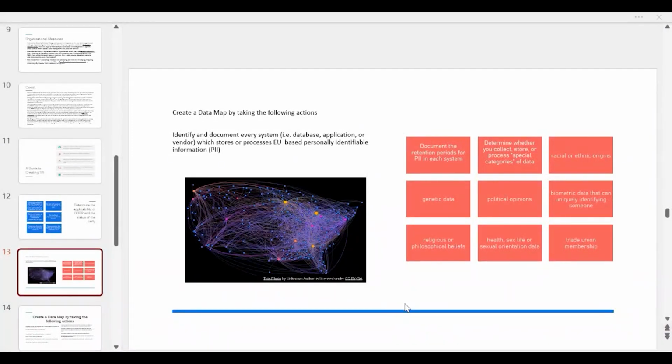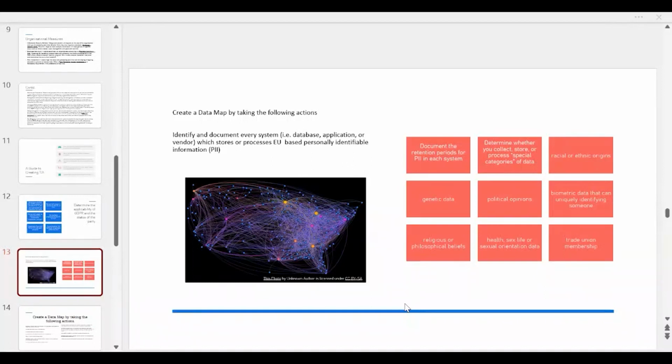So creating a data map through this action, what do you really do? First, you document the retention periods in the system. Then you determine whether you store, collect, or process any special category of data: whether you have racial or ethnic origin data, genetic data, political data, biometric data, religious data, data related to health, sex life or sexual orientation, trade union membership data.